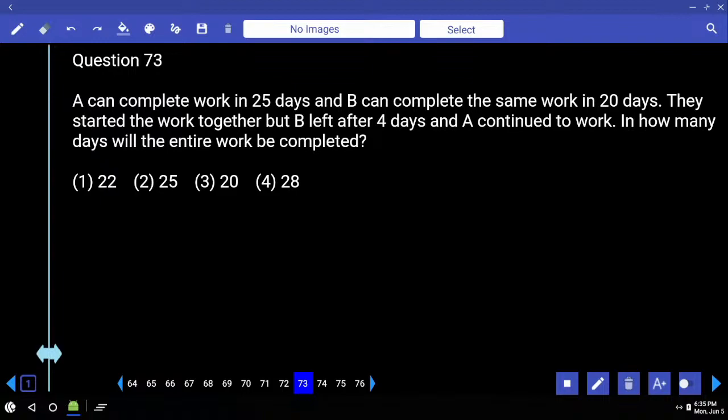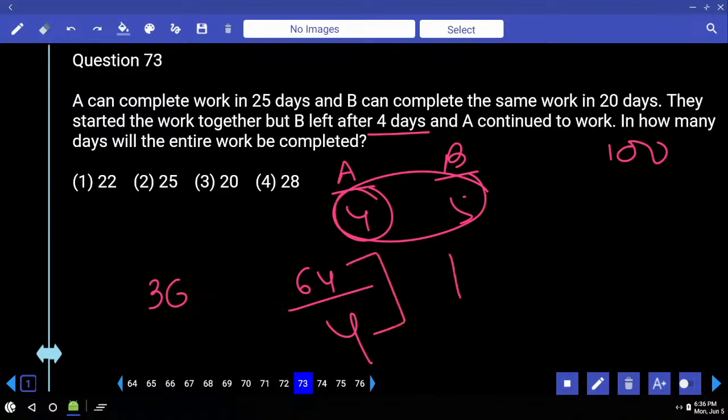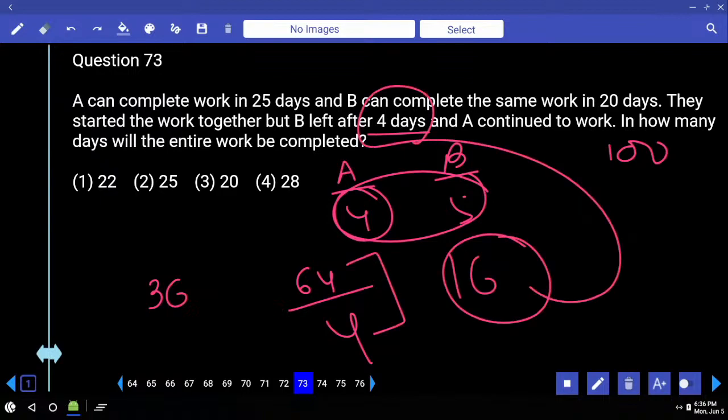A can complete work in 25 days, B can complete the same work in 20 days. They started the work together, but B left after 4 days and A continued to work. In how many days will the entire work be completed? Let us consider the total work is 100. Efficiency of A is 4, efficiency of B is 5. Both started working, so 9 units into 4 days, 36 units completed. Now B left, so the remaining 64 units are to be done by A. So 16 days. 16 days plus 4 days, total 20 days. Here it is the entire work, not the remaining work.